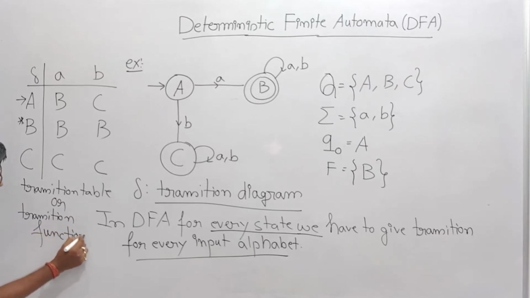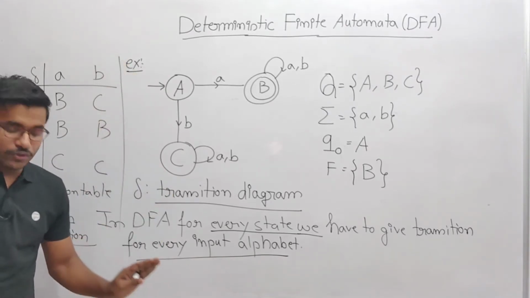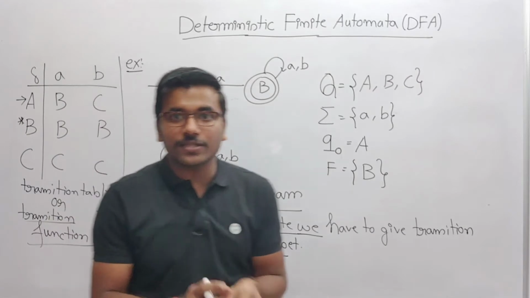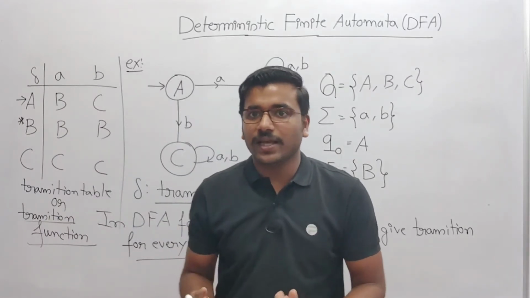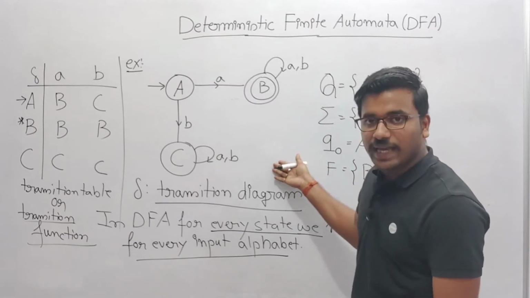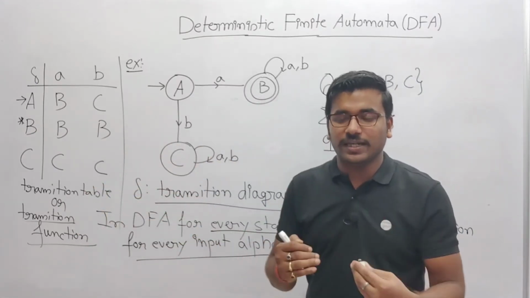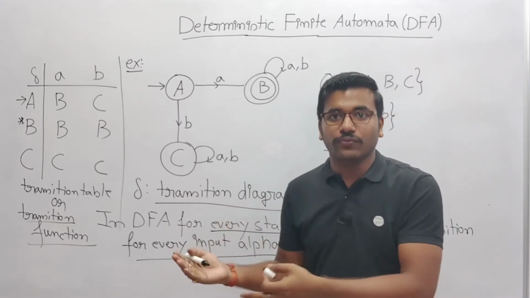So we can represent the data by using either a transition table or a transition diagram. Both are equivalent. In the GATE exam they generally ask whether these two are equivalent or not. Yes, these two are equivalent. You can represent the DFA either by the transition diagram or by the transition table. This shows us that one state, by getting one input, where it is going.